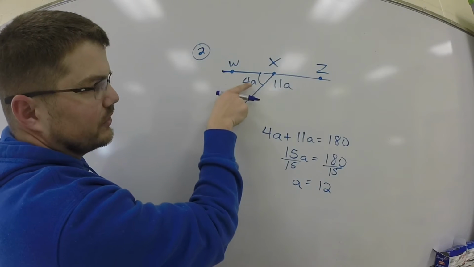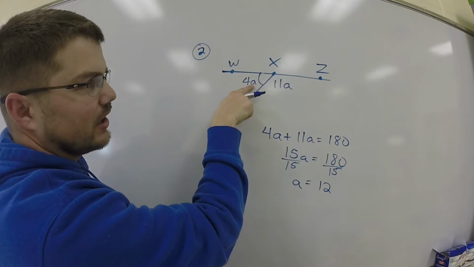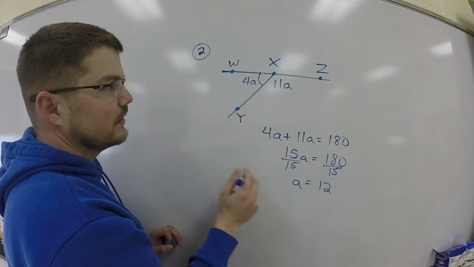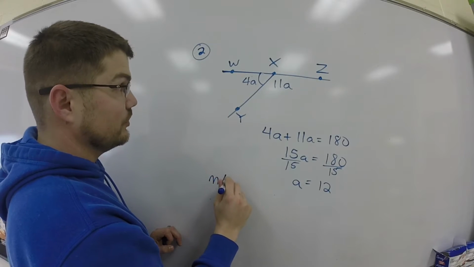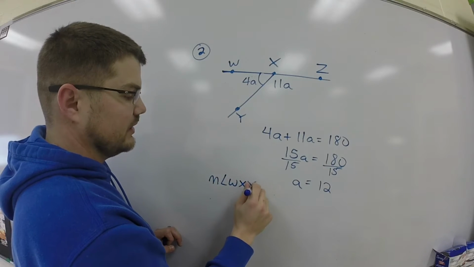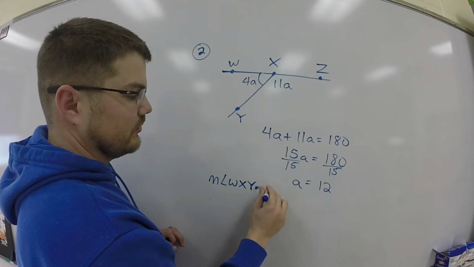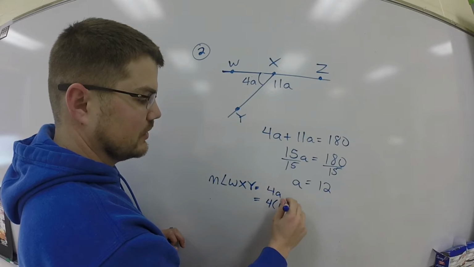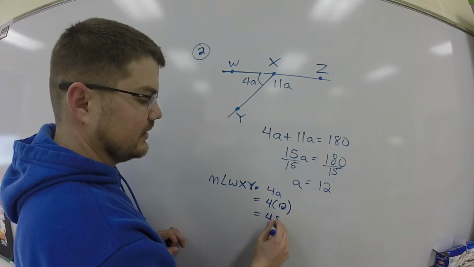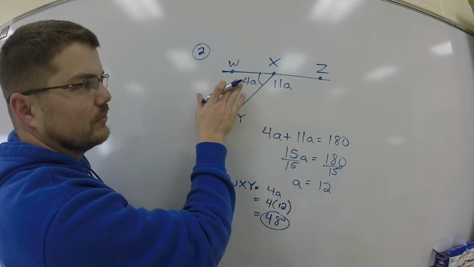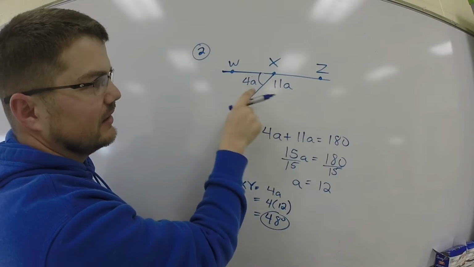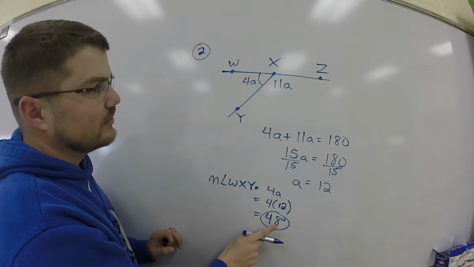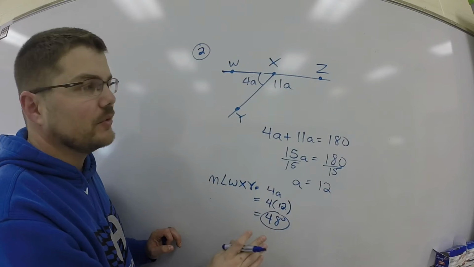Now the question wants to know the measure of this angle, so we just plug in our A value. We substitute 12 in for A. So the measure of angle WXY equals 4A. That equals 4 times 12. That gives me 48 degrees. And when you get your answer, always double check. This is an acute angle. It's less than 90 degrees, and this would make sense, 48 degrees. So always double check that when you get your final answer.